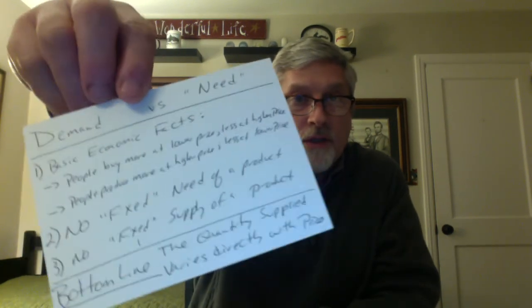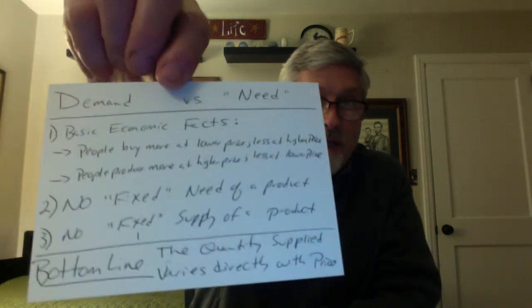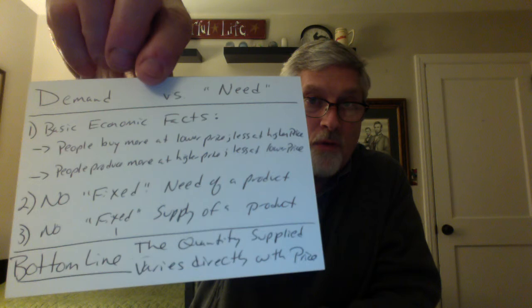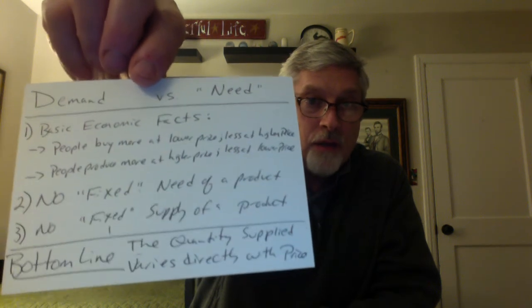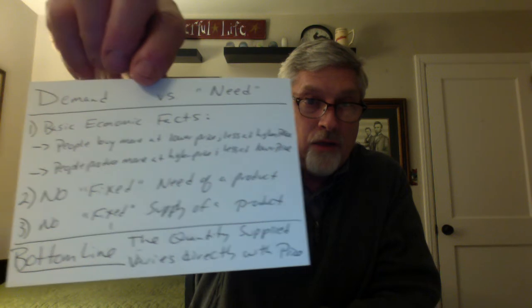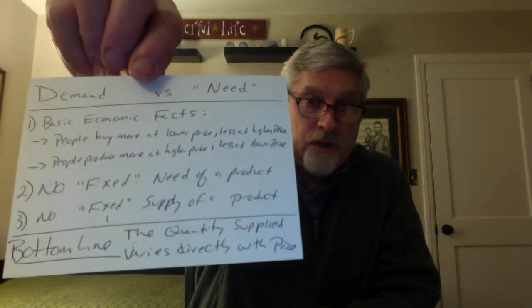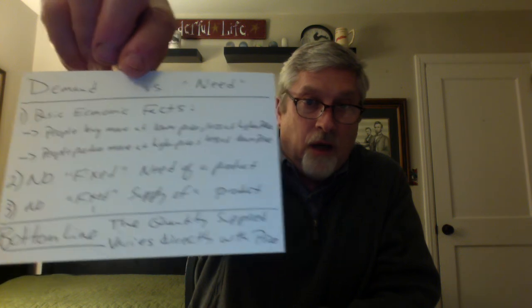So here is just a small little whiteboard for you. Basic economic fact: people buy more at lower price, less at a higher price. People produce more at a higher price and less at a lower price. Therefore, there's no fixed need of a product and no fixed supply of a product. The quantity supplied varies according to price.